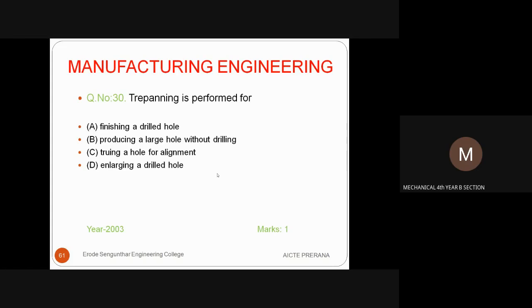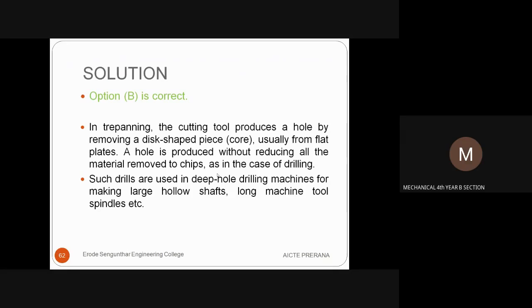So let us see the explanation. In trepanning, the cutting tool produces a hole by removing a disc-shaped piece, usually from a flat plate. It is especially meant for making a hole in a flat plate without a drilling operation. If you are supposed to make a hole of larger diameter but you don't have a drill bit in your hand, you can go with a trepanning tool. A hole is produced without reducing all the material removed to chips, as in the case of drilling.